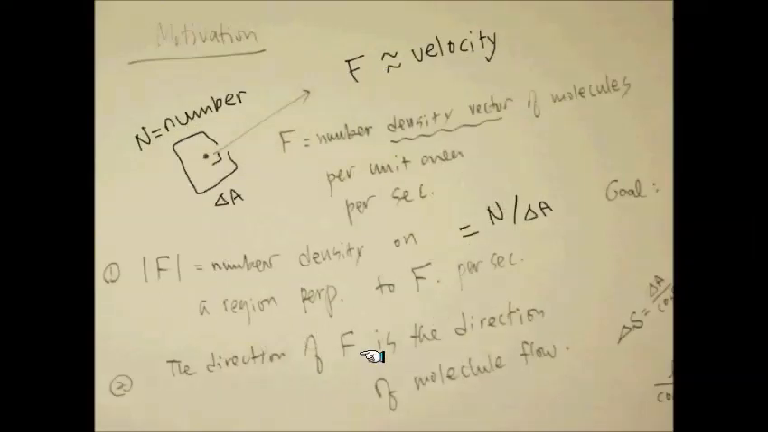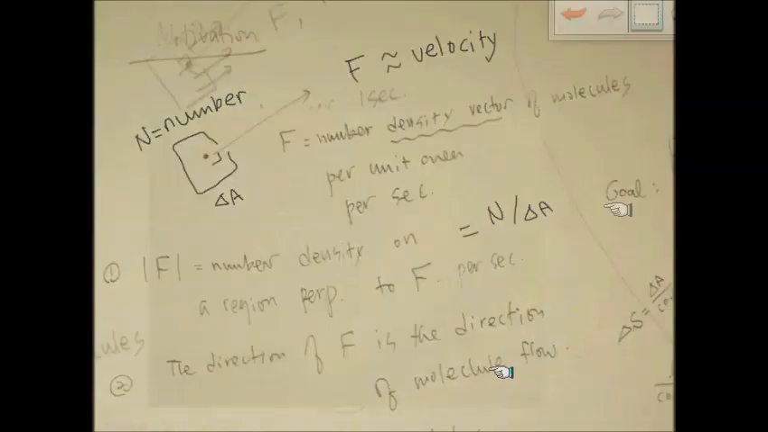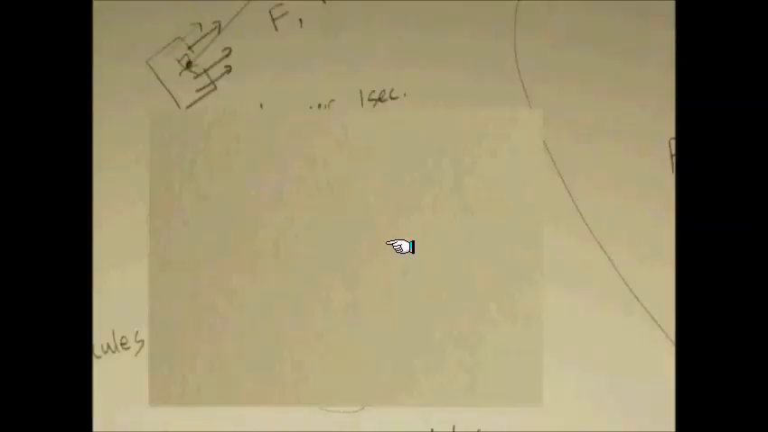So what about the direction of F? It is the direction of the molecule flow, so that part is natural. These two pieces of information are put together into this vector form, and that's what we mean by density vector of molecules per unit area. Okay, let me naturally associate this one with the velocity.